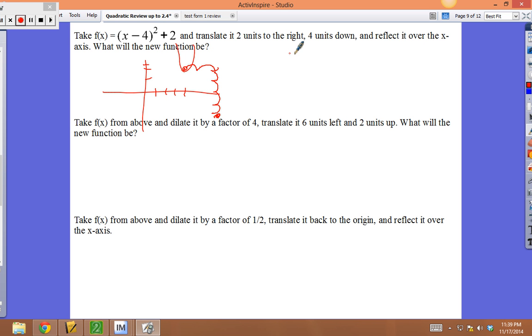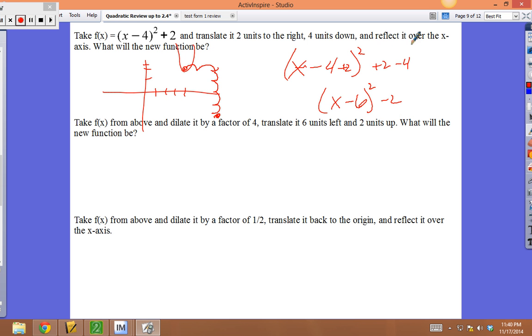So here we go. x minus 4. What do I want to go? I want to go 2 to the right, so I'm going to add 2, because that's the positive direction. And then I want to go 4 units down, so I'm going to subtract 4. So here we go. It's going to be x, minus 4 plus 2, that's going to be minus 6. Then the a is -2.